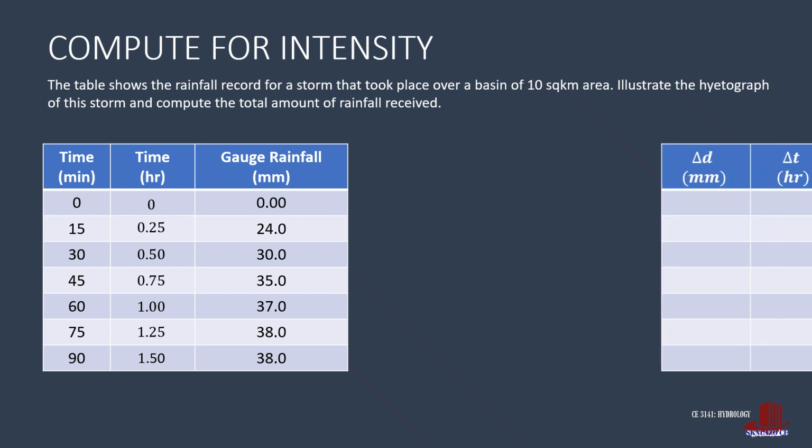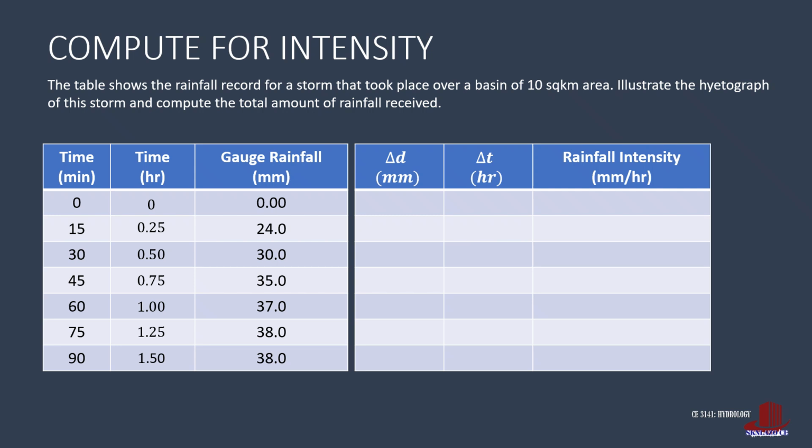This time, add a column for the rainfall interval, because it is the parameter used in computing the intensity. Delta D is then computed as the difference of the rainfall in intervals. It starts with 0 for T0, when the rain started, followed by 24 minus 0, giving 24. Then 30 minus 24 is 6.